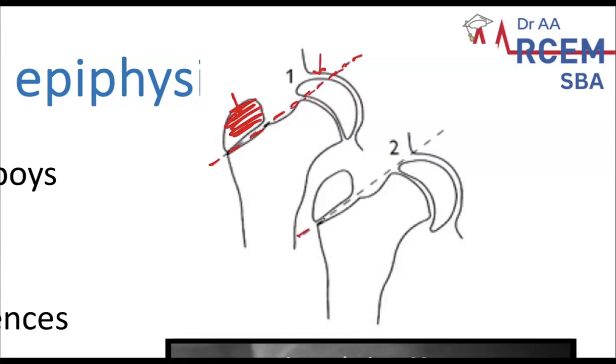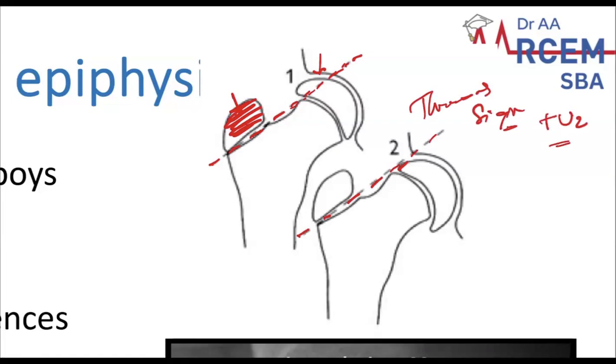If it doesn't bisect, as shown here, or just touches it a little bit, then you need to suspect a slipped upper femoral epiphysis. If it doesn't bisect, then Trethowan's sign is positive. So this sign is positive. This is diagnostic for you. Then you will be referring to orthopedics. Orthopedics will take care of this one.